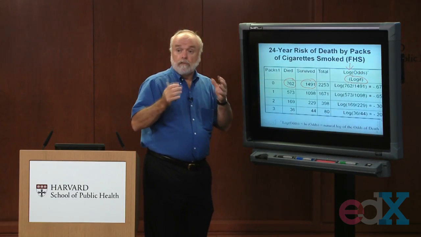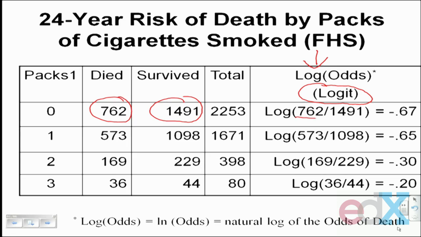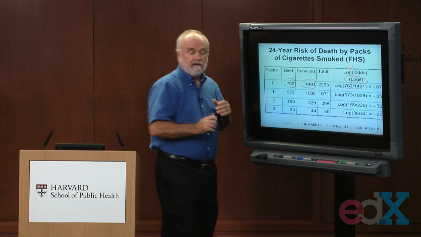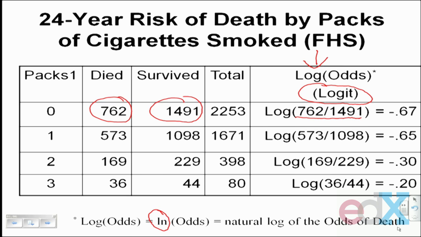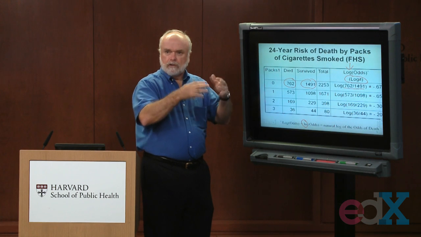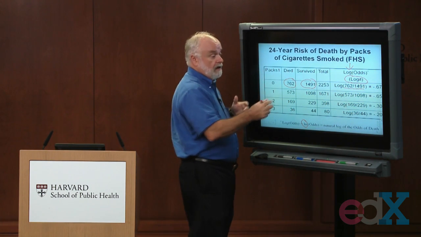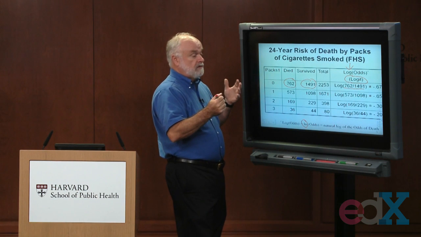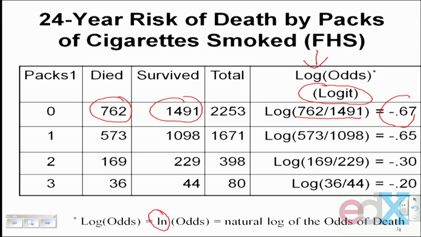So what I have in this last column is no longer the risk of dying, but I'm calculating the odds of dying, 762 over 1491 for the non-smokers, and I'm going to take the log of that number. And as the footnote says, this is really the natural log, what we call little ln, but mathematically you could derive this with other bases for logs also. Well, the natural log of the odds based on 762 divided by 1491 is this number, minus 0.67.